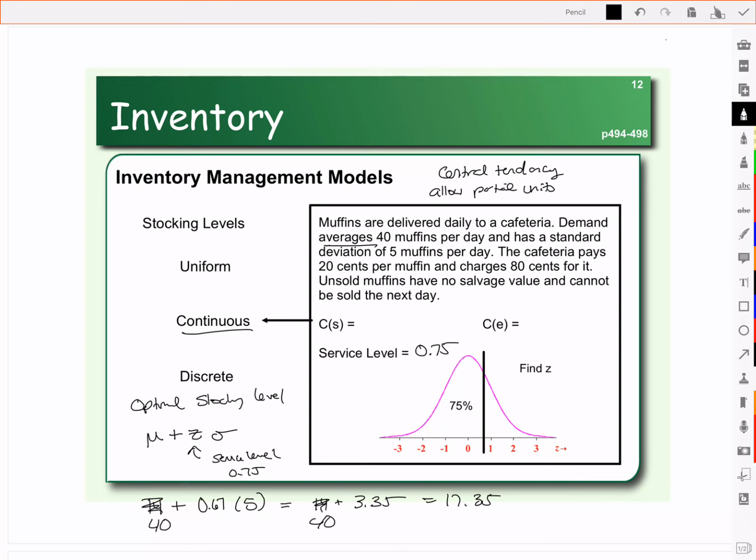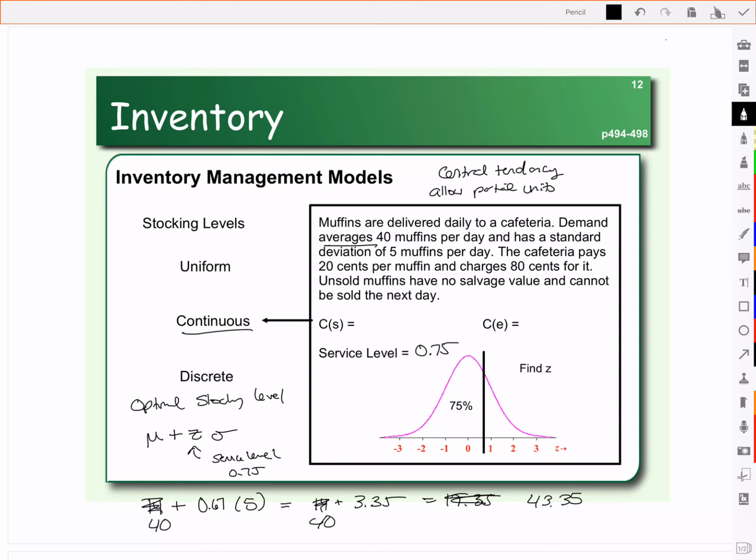Okay, so still 0.675, still a standard deviation of 5. We're just adding 40 to that 3.35, and that gives us 43.35. Okay, now we use this continuous distribution. If we can allow for partial units, then we're going to have an optimal stocking level of 43.35. We can get a fraction.